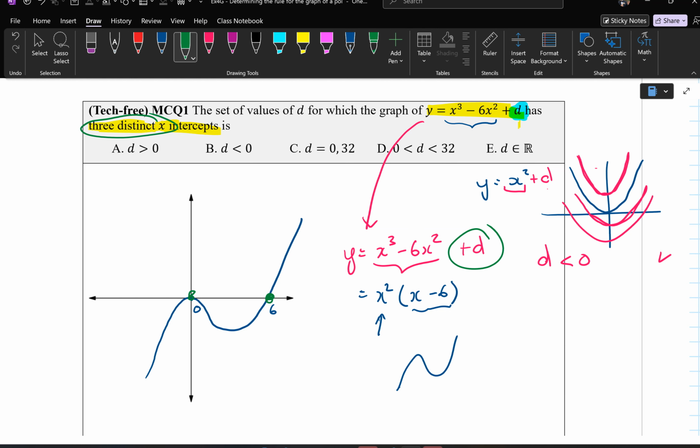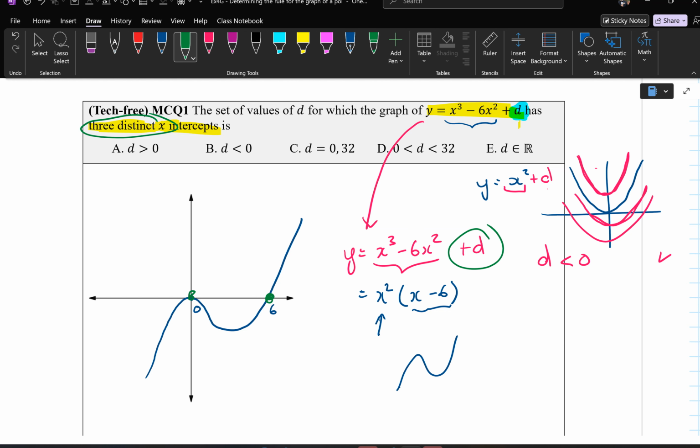Is it up or down? Up. It doesn't make sense to go down. If I went down, it would be like 1 x-intercept only, right? So d can't be less than 0, because if I keep going down, it can't be. And d equals 0 is right now, so that won't work. But between 0 and 32, one of the turning points is probably at 32.